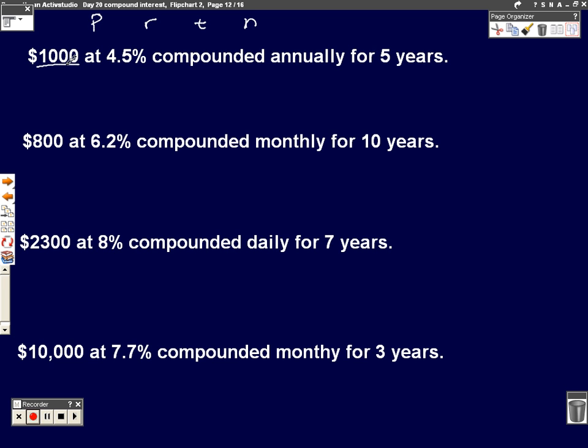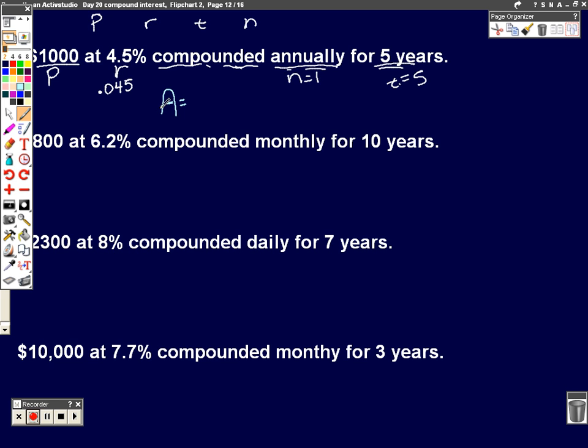Okay, so $1,000. That's the money I start with. That's my principal. Here, this is my rate, but I need to change it to a decimal. So yes, there's already a decimal, but it's a percent. So we need to move that decimal 2 places to the left: 0.045, 45 thousandths. All right, that's our rate as a decimal. It's compounded annually, which tells us the number of compounding periods, N is 1. And for 5 years, so T is 5. So we're going to plug all that information into our formula and figure out what we get.